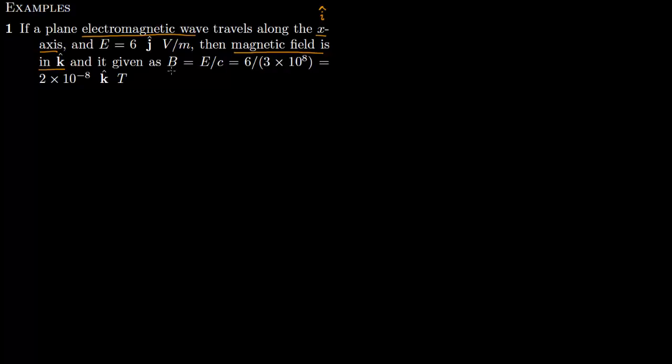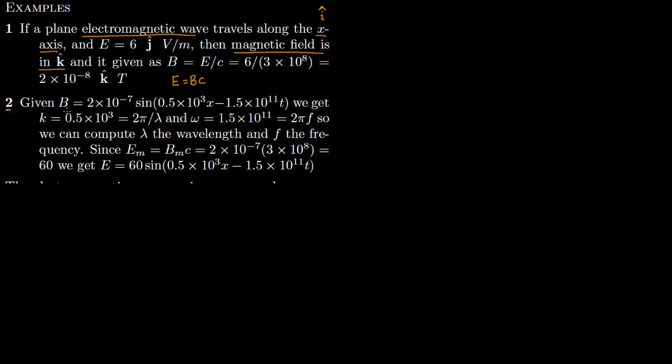The relation between the electric field and the magnetic field was written in the last slide: E is equal to B times C. Now C is the speed of light, which is a constant, 3 into 10 to the power of 8. So B is equal to E by C. E is given to us as 6j hat, so you have 6 divided by 3 into 10 to the power of 8, and you get 2 into 10 to the power of minus 8 k hat, that is along the z-axis, and T is for Tesla.